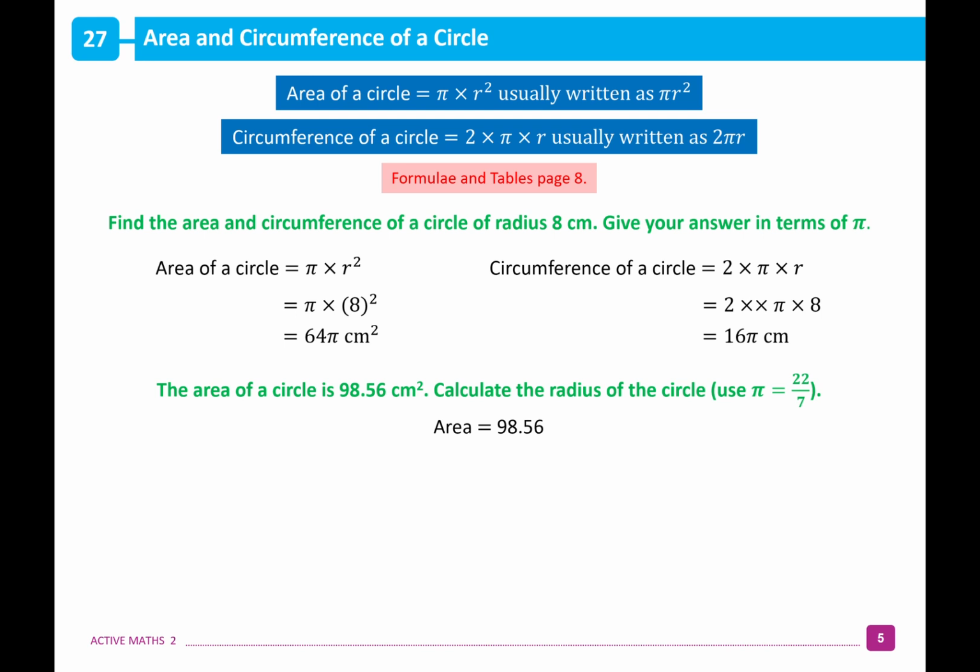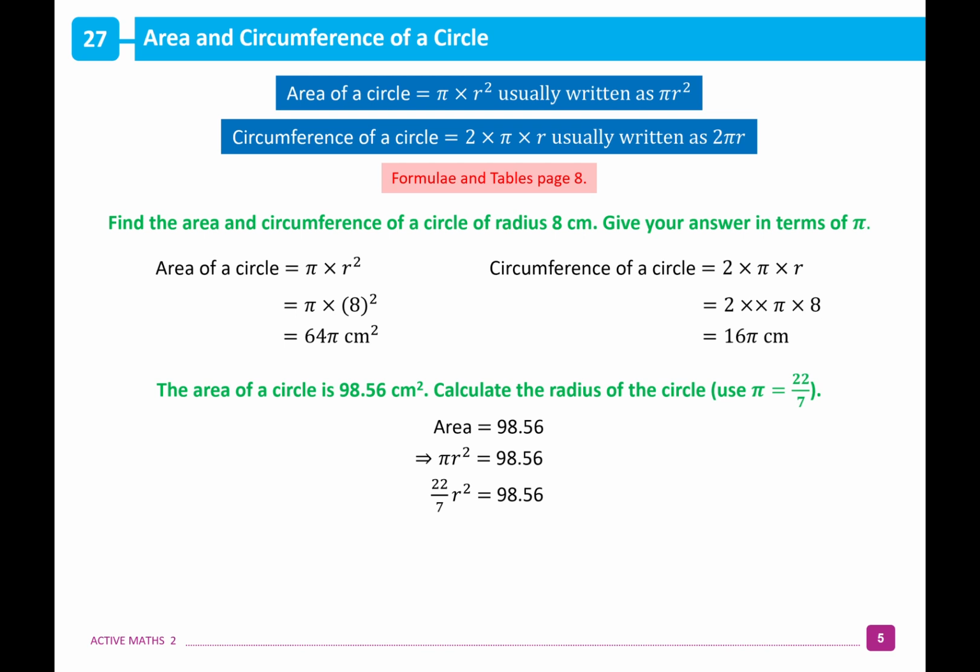98.56. We then substitute in our formula for the area. Pi r squared equals 98.56. Now substitute in any other known values. We know that pi is equal to 22/7, so substitute this in. This gives us 22/7 times r squared equals 98.56.